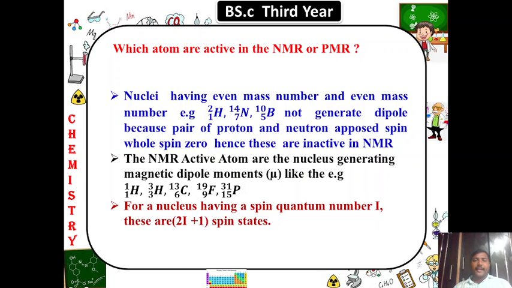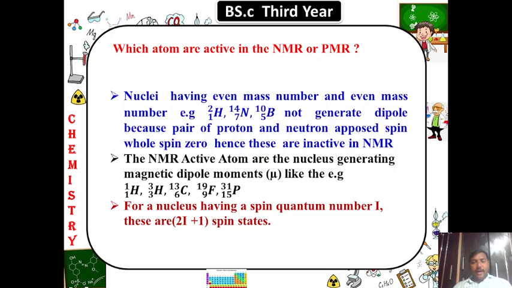Which atoms are active in NMR or PMR spectroscopy? The nuclei having even mass number and even atomic number, for example 1H2, 7N14, 5B10, do not generate a dipole because the pairs of protons and neutrons oppose each other's spin, so the spin is 0, and hence these are inactive in NMR spectroscopy.